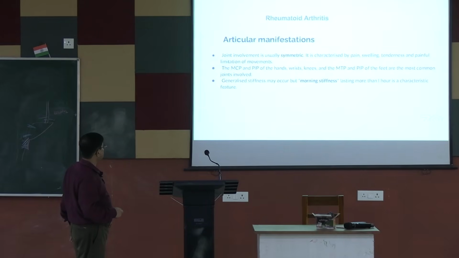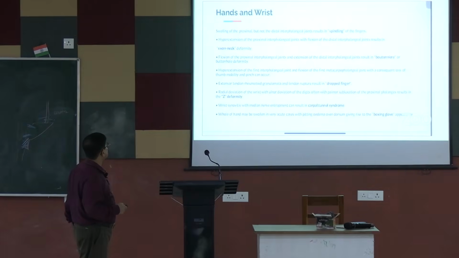So, generalized stiffness may be there, we call it morning stiffness, you know all these things, lasting for more than 1 hour. If this morning stiffness lasts for more than 1 hour, we call it significant stiffness. It will help your diagnosis of rheumatoid arthritis. So, what are the structures involved? I have already told you that the hands and wrist are involved.